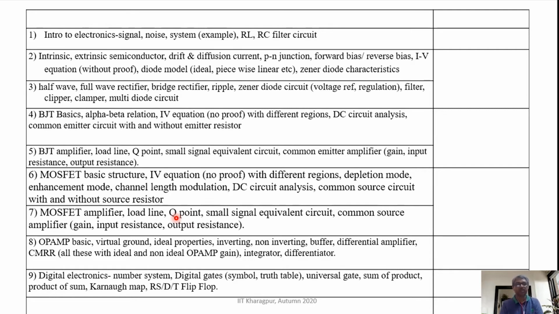Then we will move to digital electronics. We will talk about number system. We will talk about digital gates and symbol. We will talk about truth table and sum of product, product of sum. So we basically go through Karnaugh map and how an expression can be reduced through Karnaugh map. And then later on we will go through different kinds of flip-flop, for example RS, D, T flip-flop, etc. So this is tentatively the syllabus of this particular course. Okay, so let's start today's discussion.